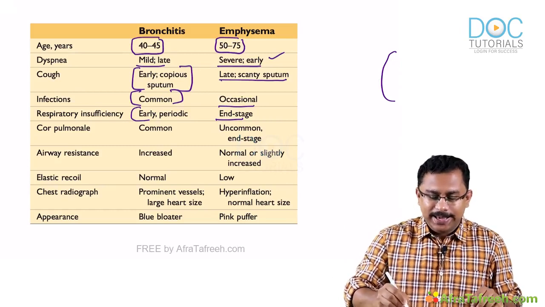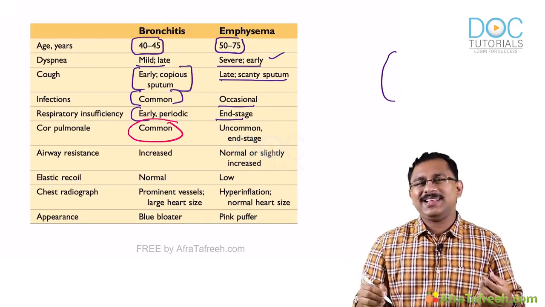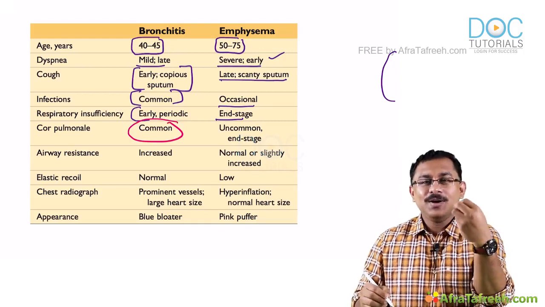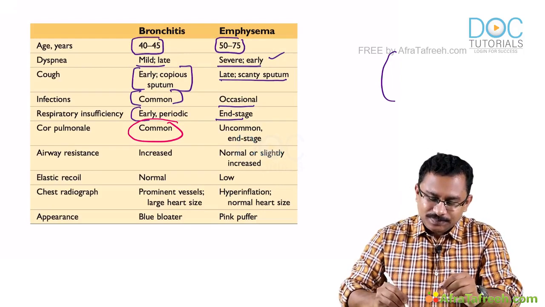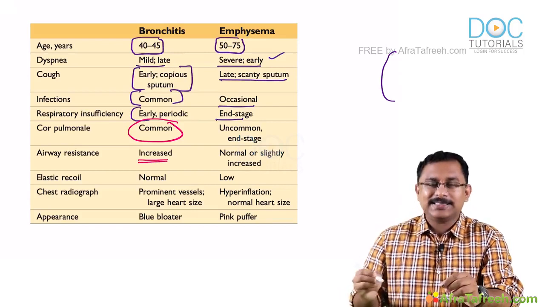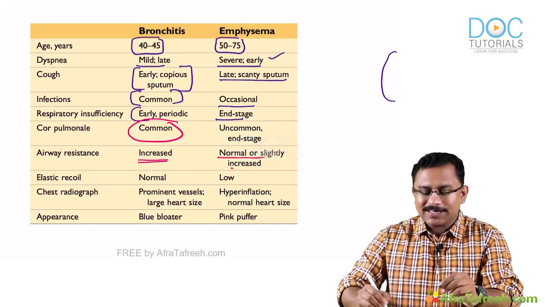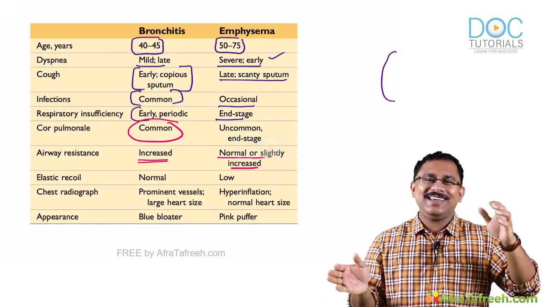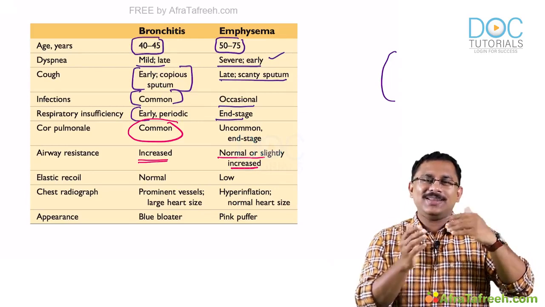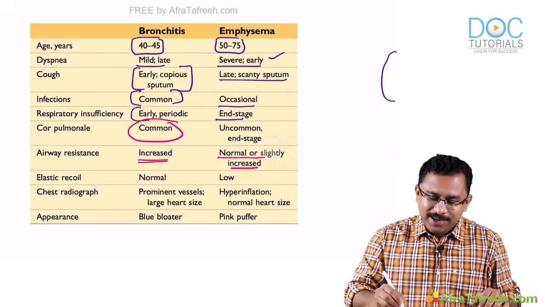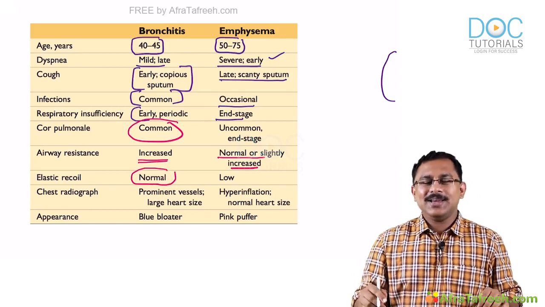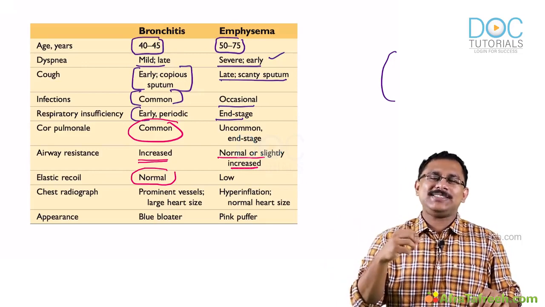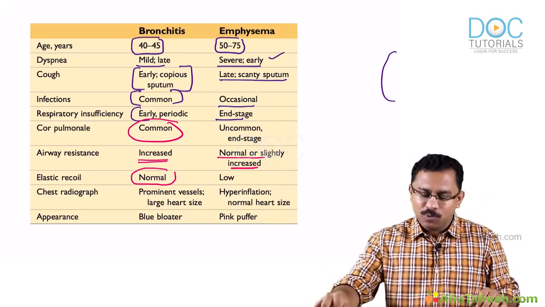And cor pulmonale, again, more chance of a cor pulmonale is with your chronic bronchitis. It can occur very well with your emphysema, but more chance for a chronic bronchitis. So airway resistance is increased in bronchitis, whereas it is normal or slightly increased in emphysema, because the airway problem is more pronounced in the larger airways, like in your bronchi when there is an inflammation. And elastic recoil is normal in case of bronchitis, whereas emphysema is the condition where your alveolar walls are damaged, so because of which the recoil is very poor.